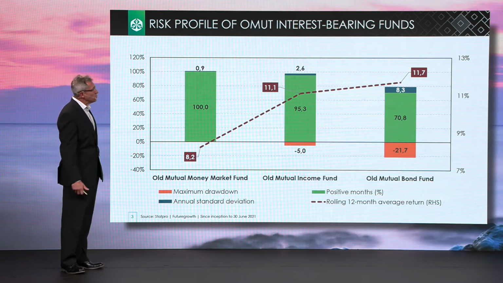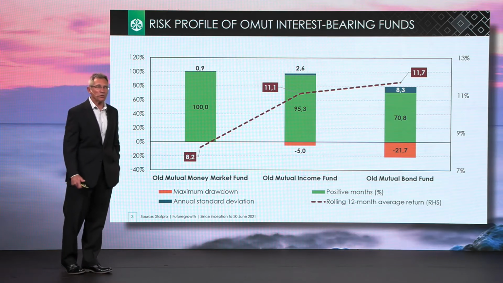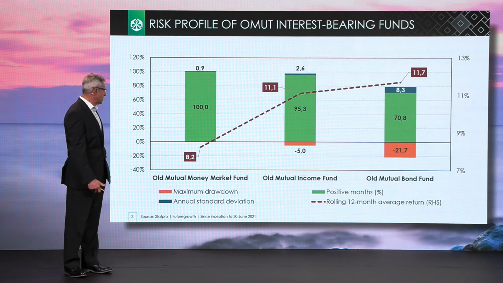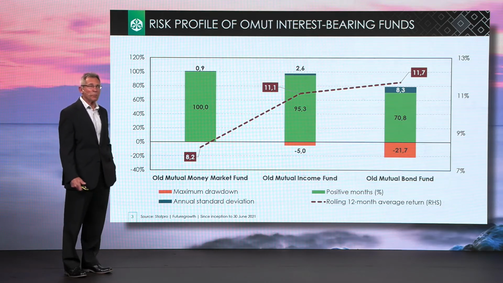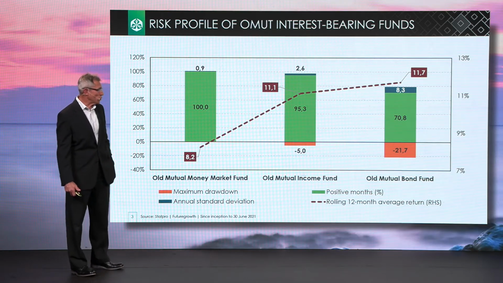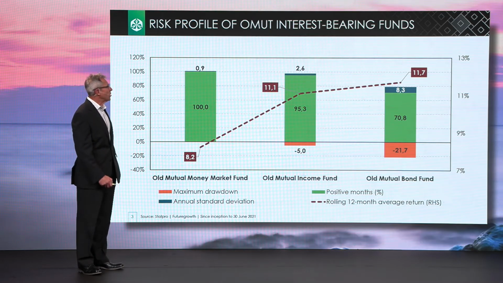The important thing here is also to look at that. You do get something in return in terms of returns. Money market fund performance since 1998 averages around 8.2%. The Old Mutual Income Fund, going back to 1989, just over 11%. And then, of course, the Old Mutual Bond Fund, going back to 1994, just under 12%.